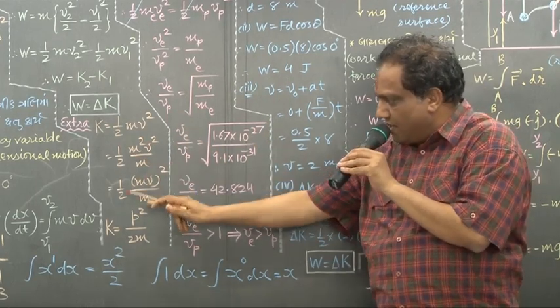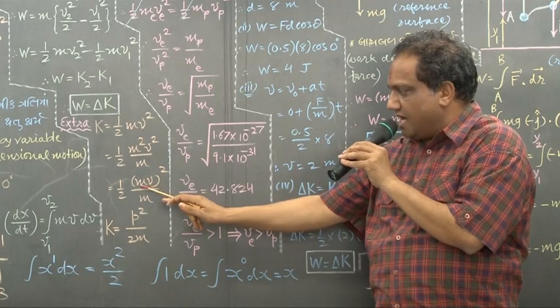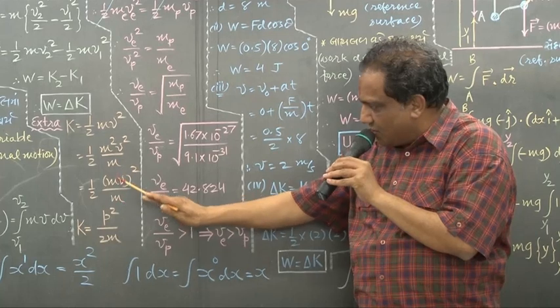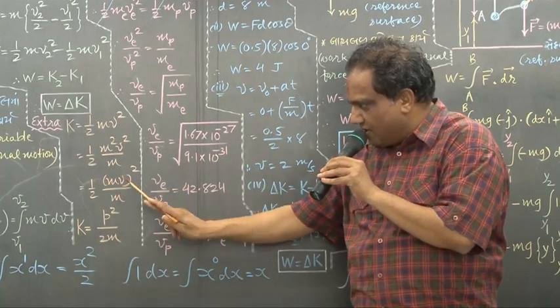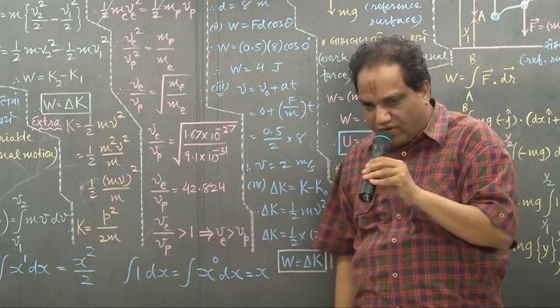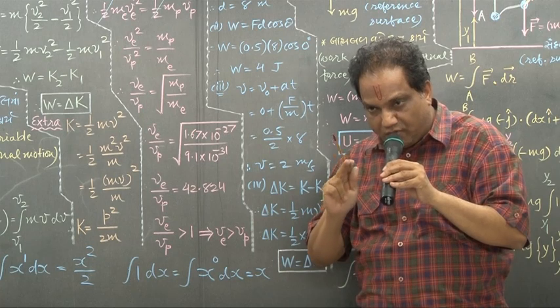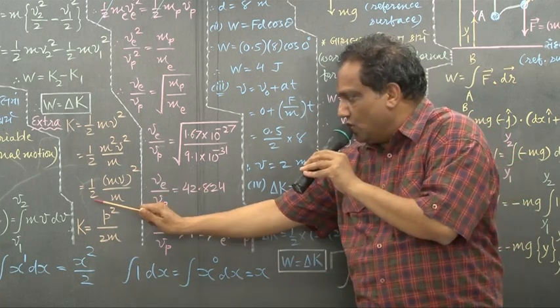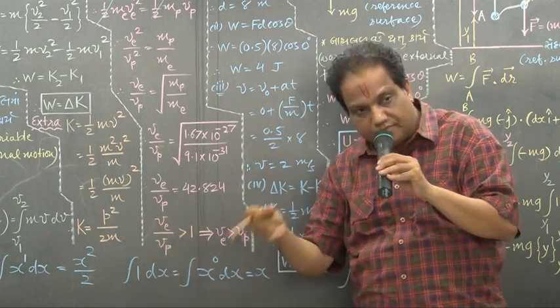Now 1 by 2 as it is. m square v square can be written as m into v whole square, upon m as it is. Now 1 by 2 as it is, but what is mass into velocity? Mass into velocity is momentum, shown by symbol p. So it is p square upon 2m.